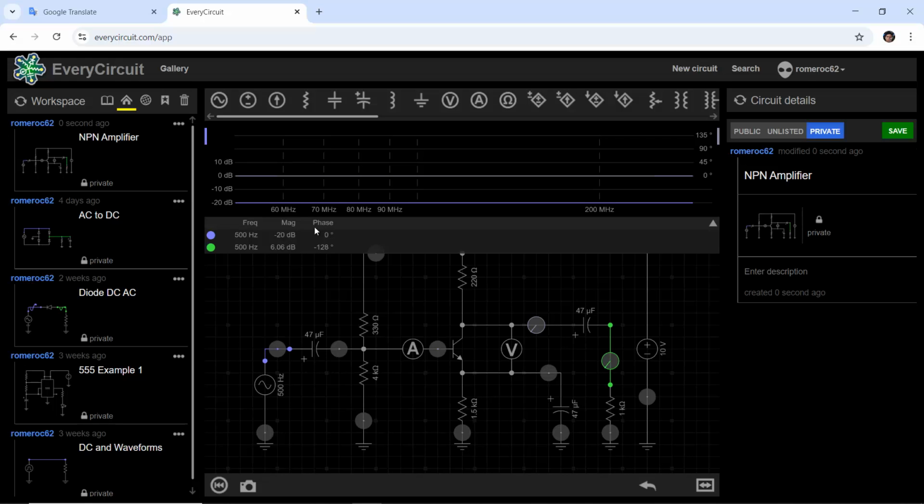The phase difference between the input and output is minus 128 degrees. And the gain of the input is minus 20 decibels and the output 6 decibels. This is the gain for 500 hertz.